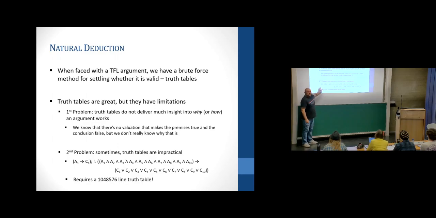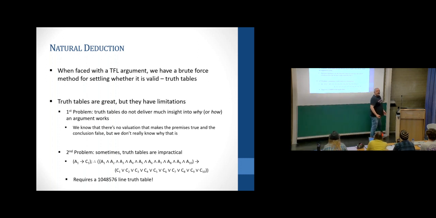Take this argument. This argument's valid. Because it's just, hey, if A1, then C1, and we've just added a bunch of other junk along the way. But note, it's all just conjunctions and disjunctions. So A1 has to be true, and as long as we get C, any of them, we're good. But if we tried to do this with the truth table, that's a lot of paper.